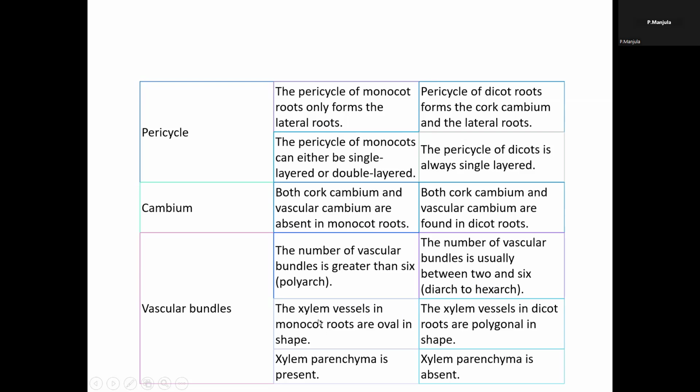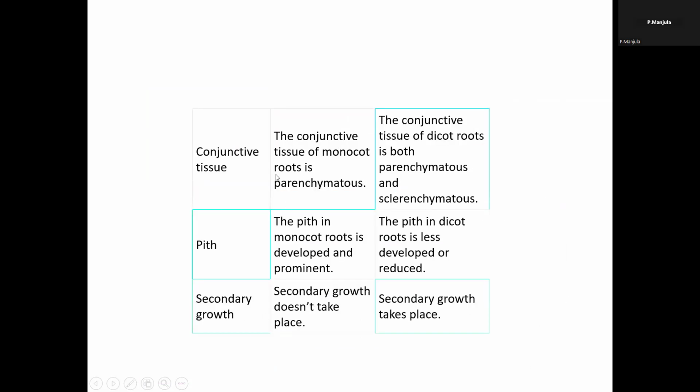Next difference is that the xylem vessels in monocot roots are oval in shape, whereas the xylem vessels in dicot roots are polygonal in shape. Xylem parenchyma is present in monocots, whereas xylem parenchyma is absent in dicot roots. Another one is the conjunctive tissue. The conjunctive tissue of monocot roots is parenchymatous, that is, it is made up of parenchyma, whereas the conjunctive tissue of dicot roots is both parenchymatous and sclerenchymatous.